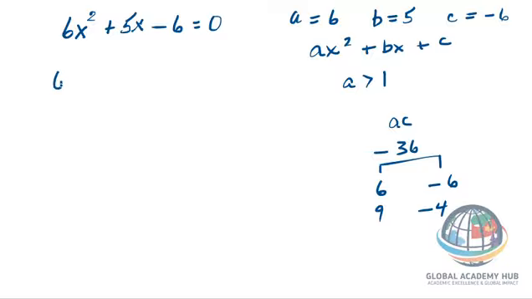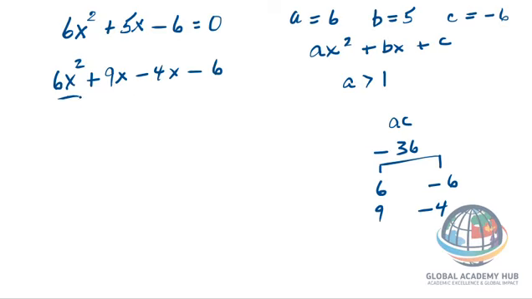I'm going to come here and I'm going to say 6x squared plus 9x minus 4x minus 6. And what I want you to watch is that 9x minus 4x is 5x. So all I did was rewrite 5x as 9x minus 4x. So I did not change the problem. Once I do that, then I could group.